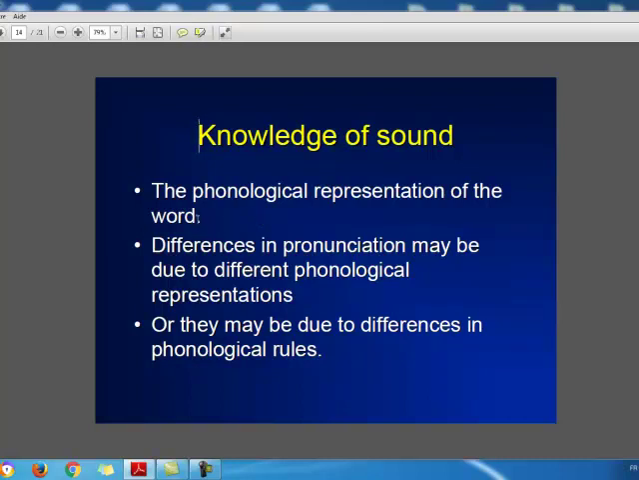So we should know that we have got differences in pronunciation that may be due to different phonological representations, or they may be due to differences in phonological rules. Of course, it's something that we may explain later on. Phonological rules can help us understand the differences in pronunciation of different words, different phrases and sentences.